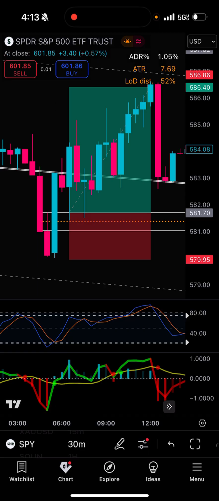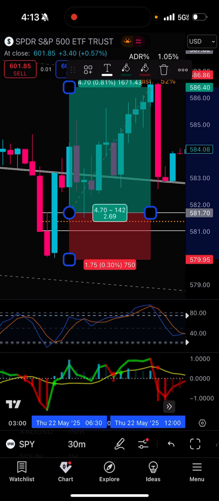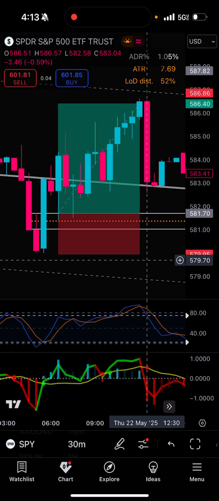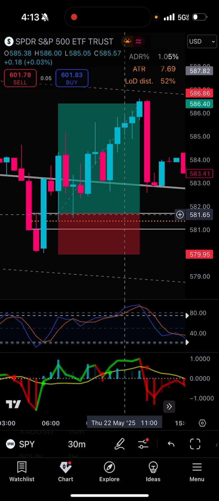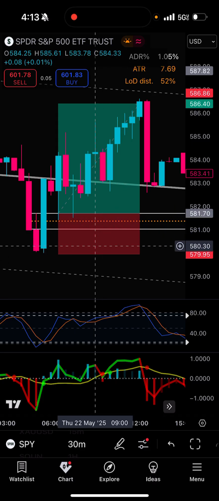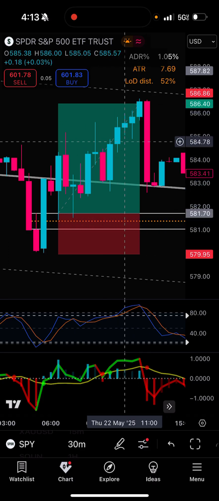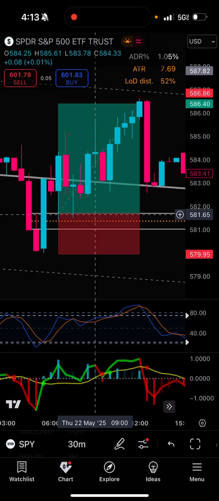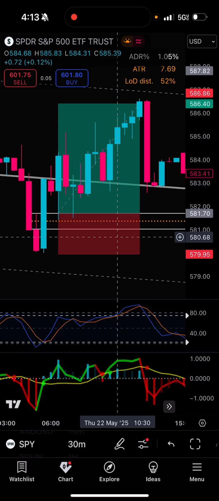So here, you would have a 2.69 RR. In a case like this, I'd probably risk a $1,000 risk. So if this hits my target, I'm risking $1,000, I'm making $2,600. That's pretty much it. I mean, that's your order block. This is your order block.